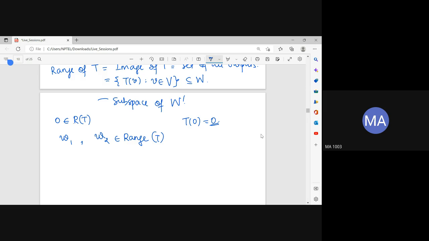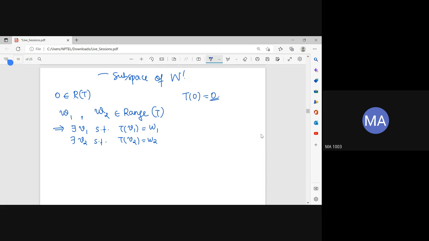So what do we know? There is some V1 such that T of V1 is equal to W1, and there is some V2 such that T of V2 is equal to W2. Fine. Then what should I prove? I have to prove W1 plus W2 belongs to the range, right?